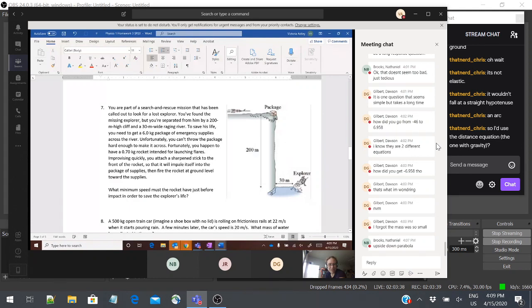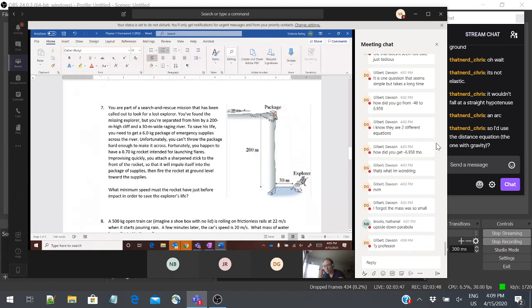Distance equation, the one with gravity. You have to use x and y. So you would need to figure out, using y to get the time and using x and the time to figure out the horizontal speed. So you've got to think way back to projectile motion.